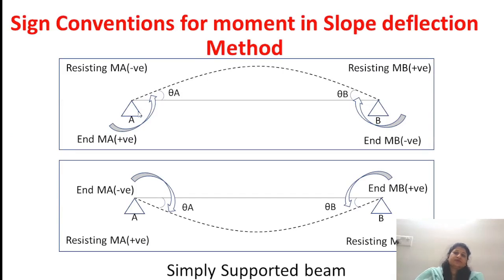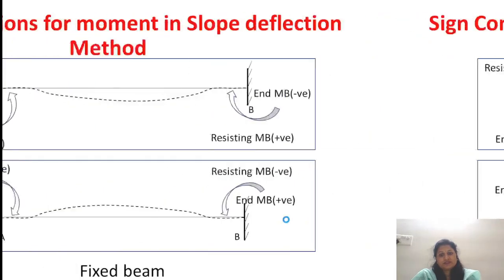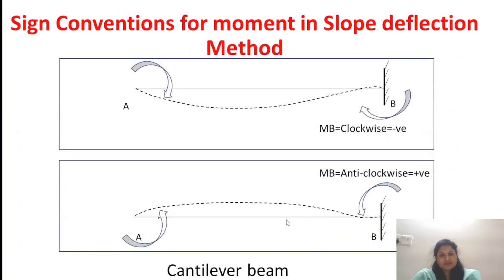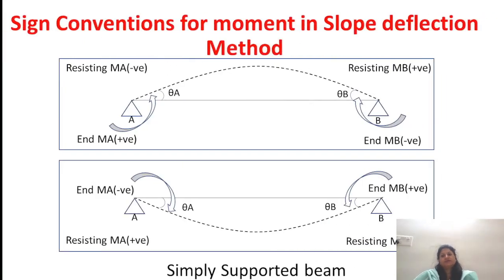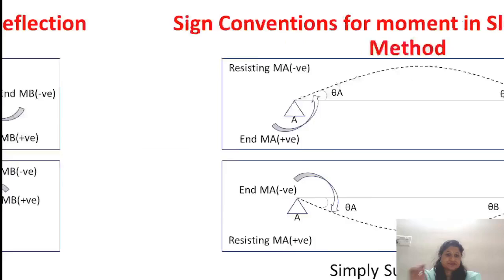For a simply supported beam, the resisting moment is negative and the end moment is positive if the bending action is hogging, as in the upper diagram of this beam. In the lower beam, that is beam AB, for the sagging moment the resisting moment is positive and the end moment is negative, and at the opposite end B, the end moment is positive and the resisting moment is negative, if the bending action is sagging.